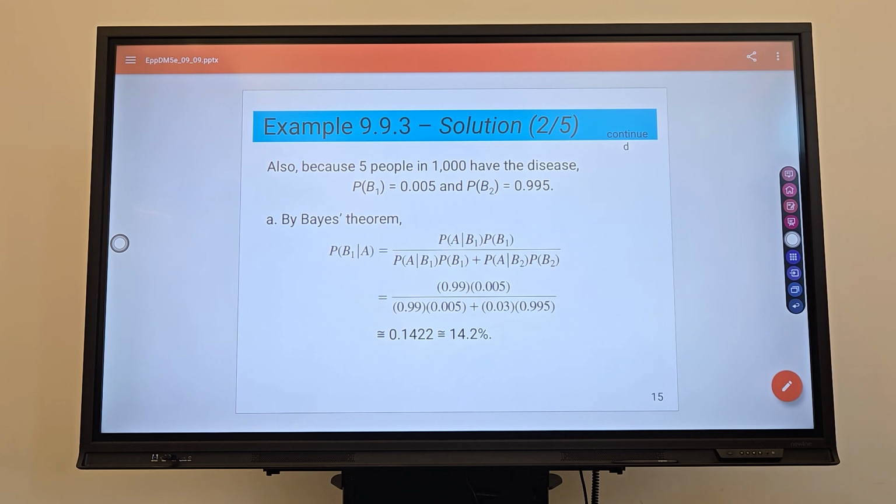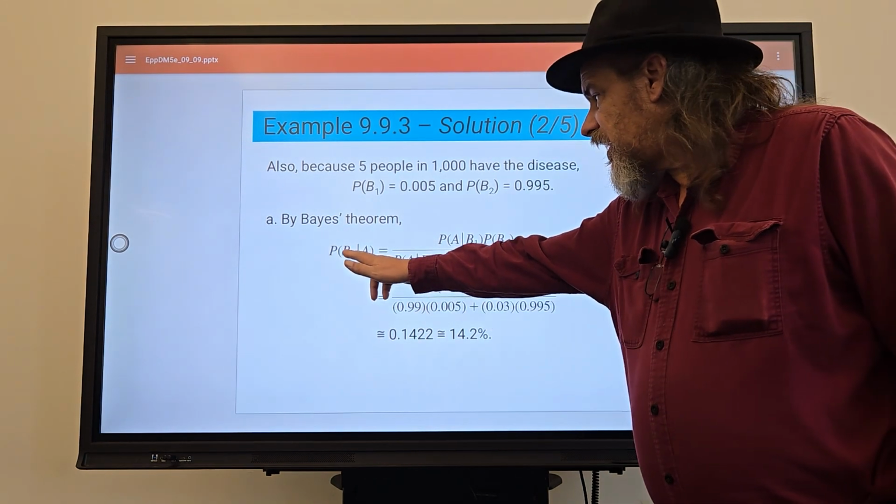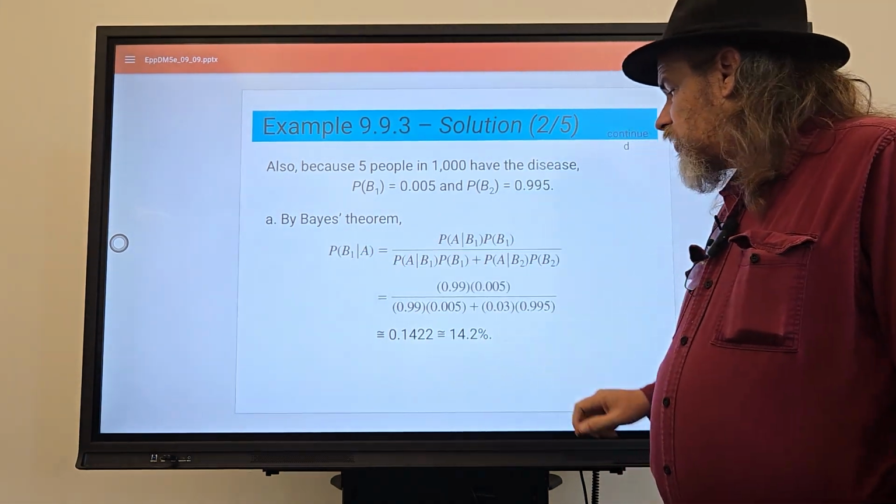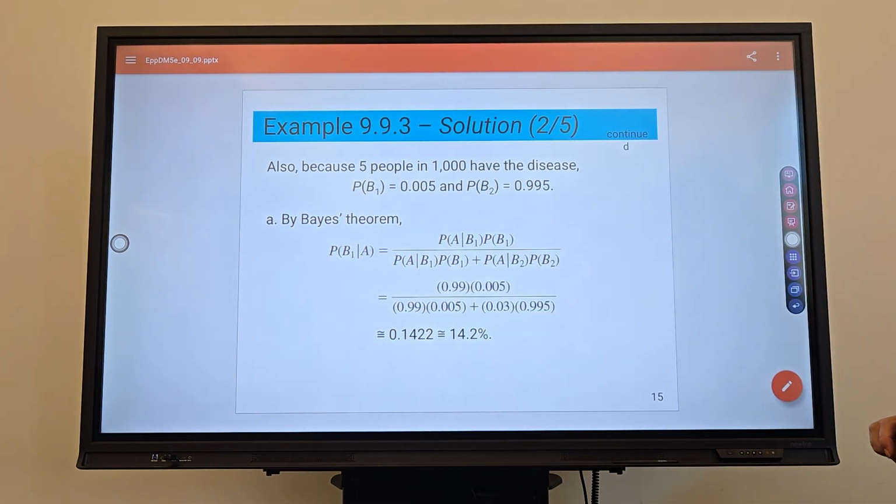By Bayes' theorem, the probability that they actually have the disease when they test positive for it is only 14.2%.